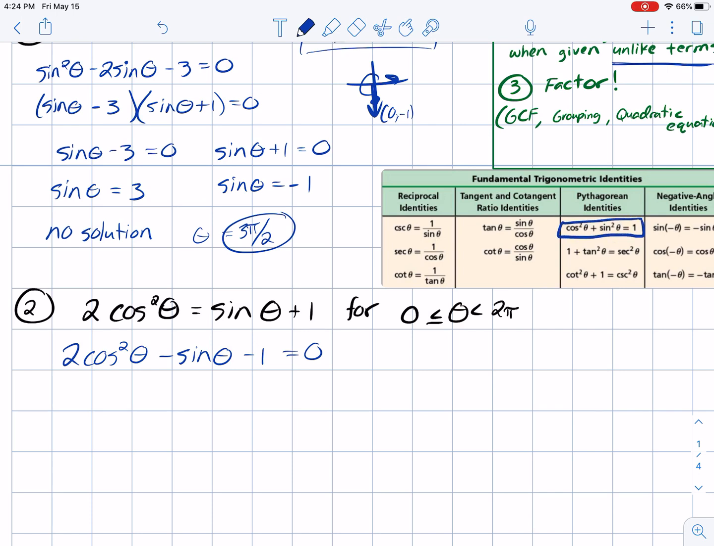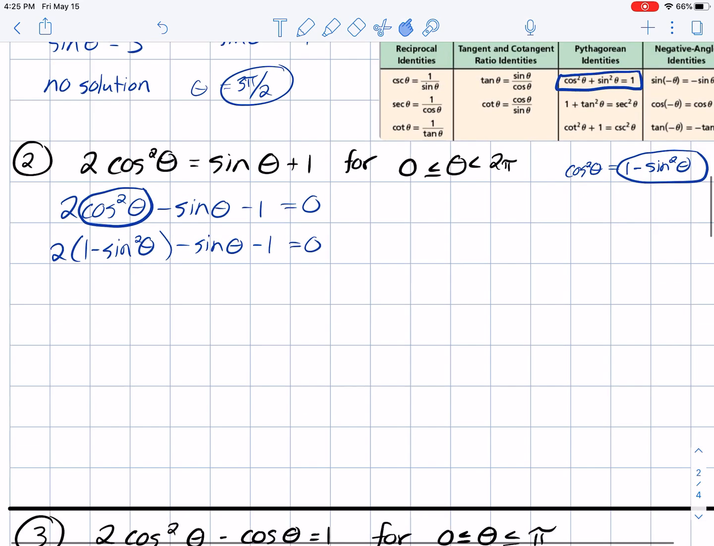Okay. And now if you look at these identities that we wrote down from 11.3, hopefully you can see this first Pythagorean identity, having cosine squared plus sine squared equaling 1. That's a way to get cosine or sine in terms of the other ratio. So we can just say that cosine squared theta equals 1 minus sine squared theta by just moving that to the other side. And now we can replace this cosine squared theta with 1 minus sine squared theta. And now we are in terms of sine. We have like terms. We're ready to solve.